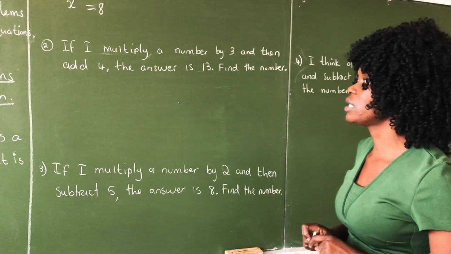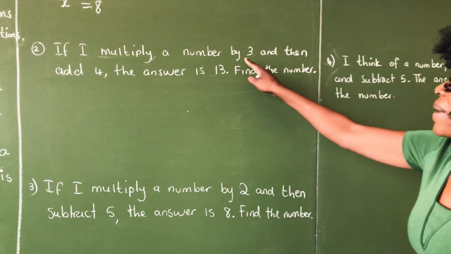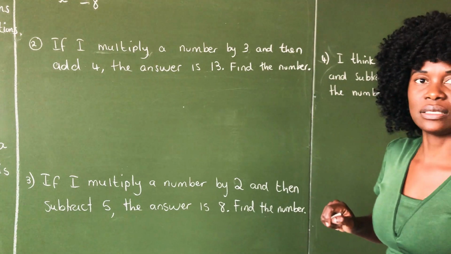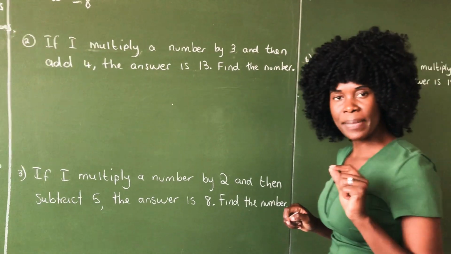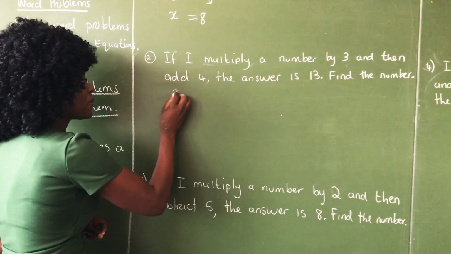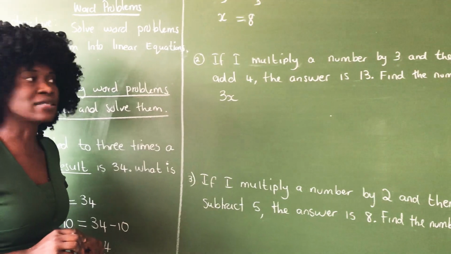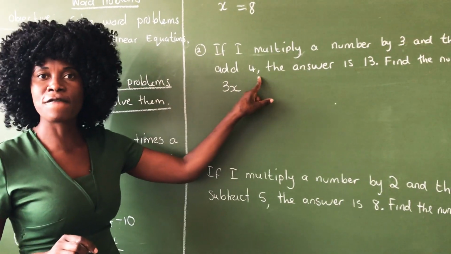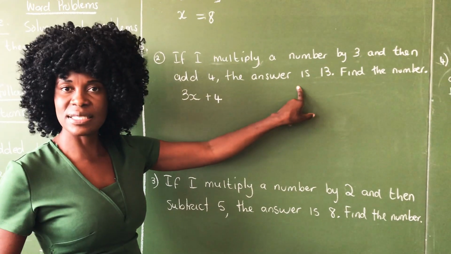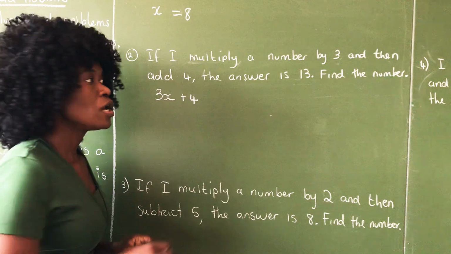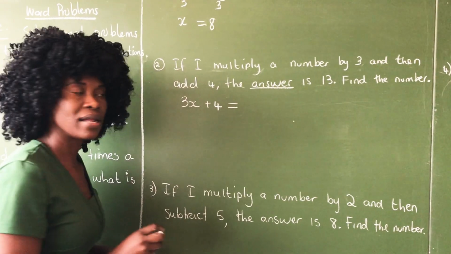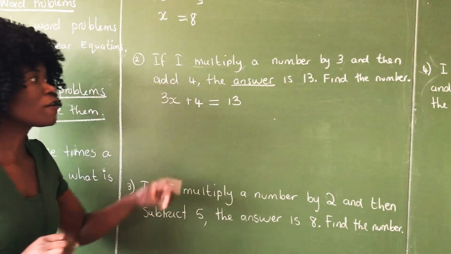Moving on to the second question. If I multiply a number by 3 and then add 4, the answer is 13. Multiplying a number, this is an unknown number. So if I multiply it by 3, that would be 3x. And then add 4, we use our addition sign, plus 4. The answer is 13. So this term indicates that I need to put my equal sign.